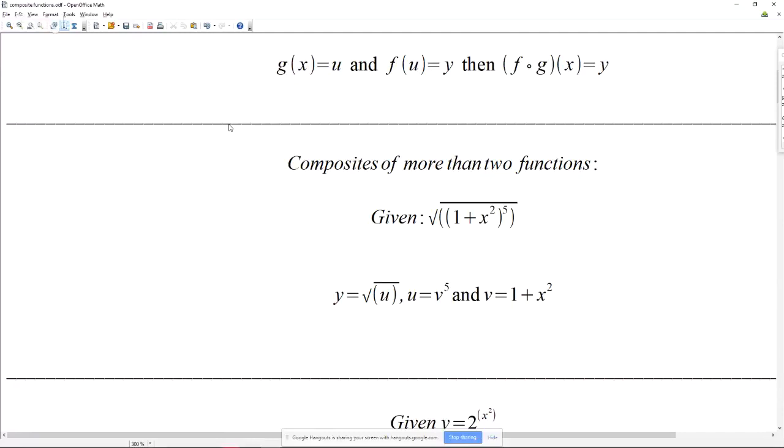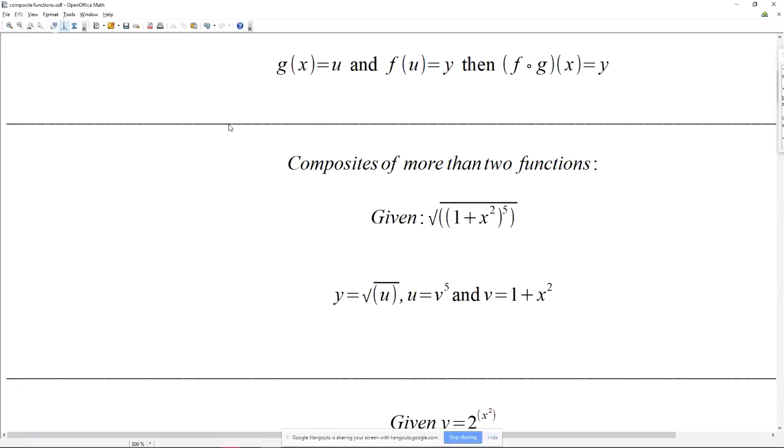But then you've got that going into another function. What's the very last function it's doing? Then it's all under a square root. That's a square root function, right? So what you're doing is taking the output from 1 plus x squared, raising it to the 5th power, then taking the square root of that. So there's 3 functions going on, and each one's assigned a different variable.